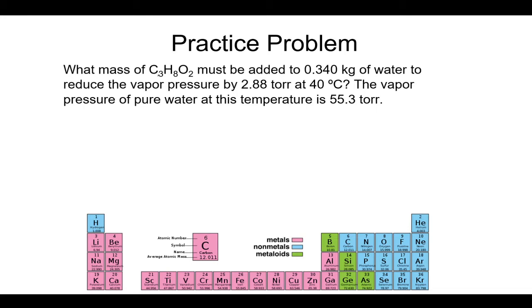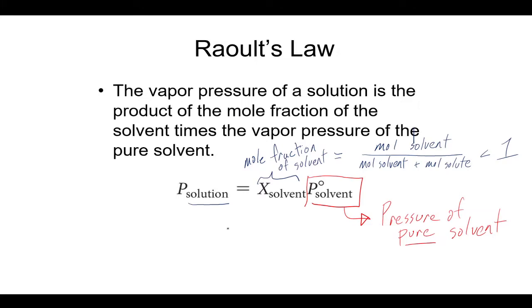Okay, so what mass of C3H8O2 is added to 0.34 kilograms of water to reduce the vapor pressure by 2.88 torr at this temperature? The vapor pressure of pure water at this temperature is 55.3 torr. So obviously we just talked about Raoult's law. That's what we're using here.